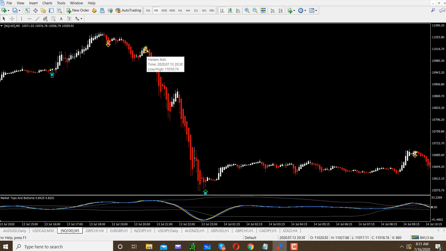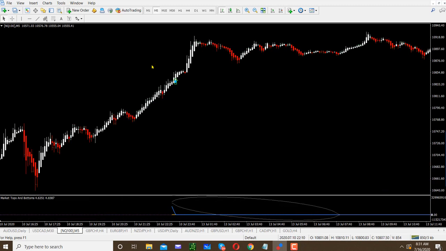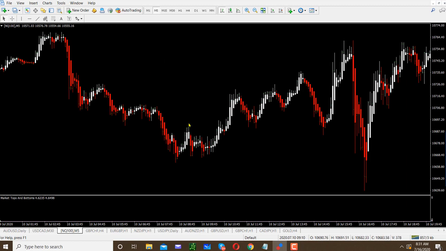For some reason the Nasdaq just moves. You can see that more often than not, at least on this 5 minute chart, when they go, they go very well most of the time. All right. Anyway, you get the point.